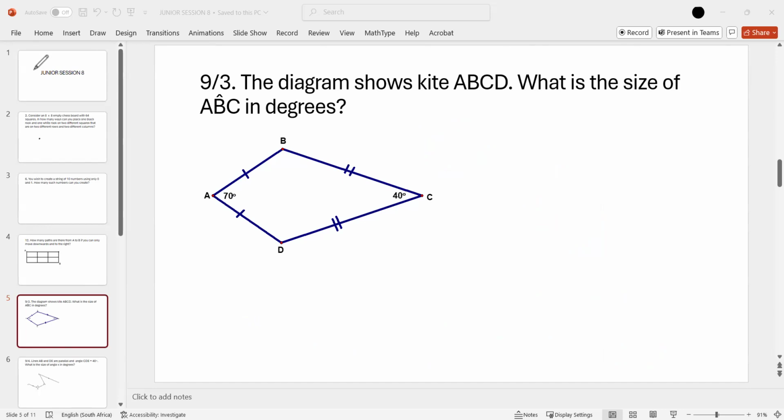Now, amongst the quadrilaterals, one of the simplest quadrilaterals is where you have one pair of opposite sides parallel. And that is called a trapezium.